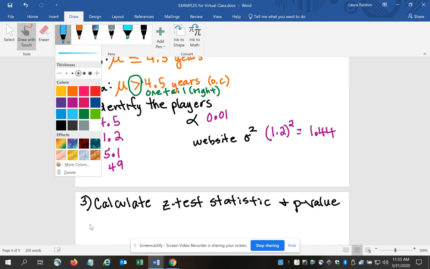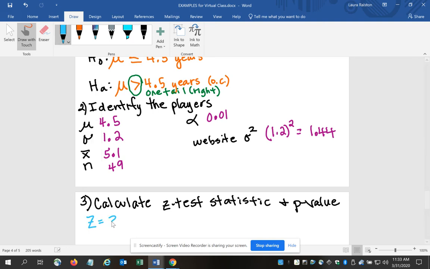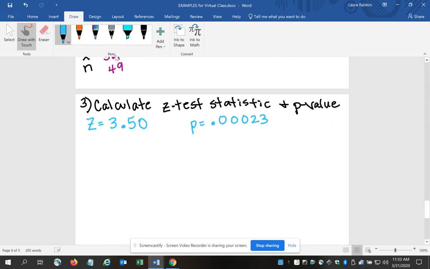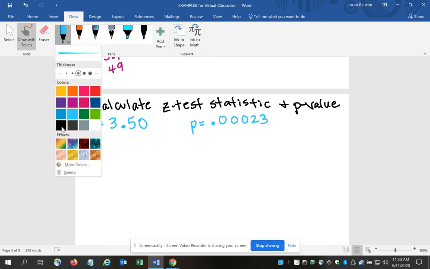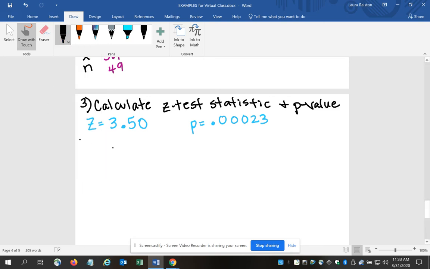So I'm going back to my paper or to my screen, and I'm going to write that information down. Okay, so I have z equals 3.5. You can add a 0 for making it two places. And the p-value is 0.00023. Okay, so that information comes directly from your calculator. Then we move to step 4. In step 4, we compare P and alpha to make a decision.